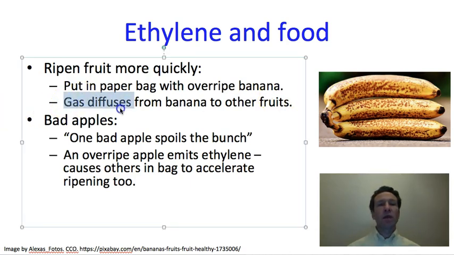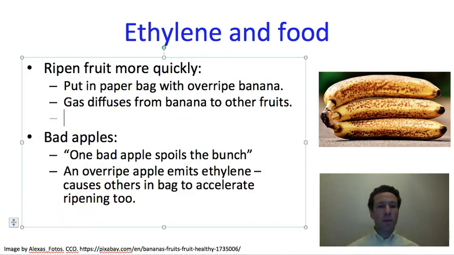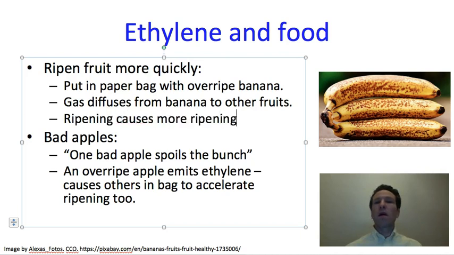When you've done so, then gas is going to diffuse from the overripe banana that's making a lot of ethylene, and it will diffuse into the other bananas that are not yet ripe. Because ethylene signals for ripening, it will cause those other bananas to start ripening. Then, as those other bananas start ripening, they will start producing their own ethylene, and that will cause them to ripen even more. This means that ripening causes more ripening, which means there's a positive feedback loop.